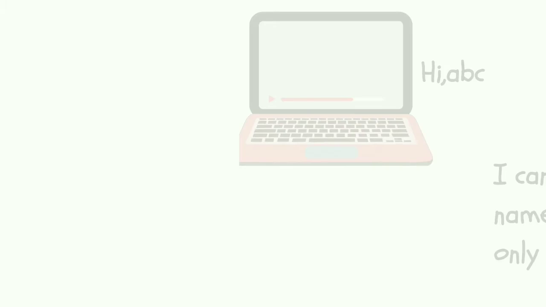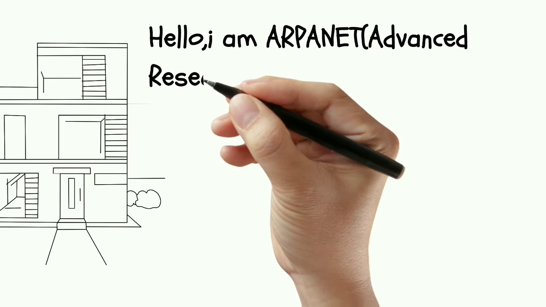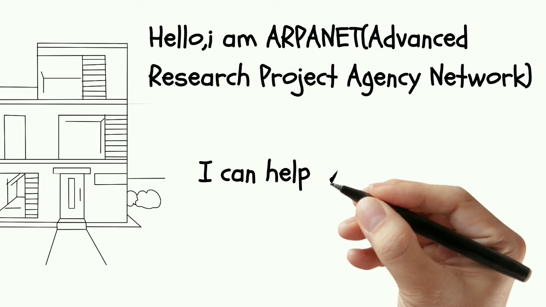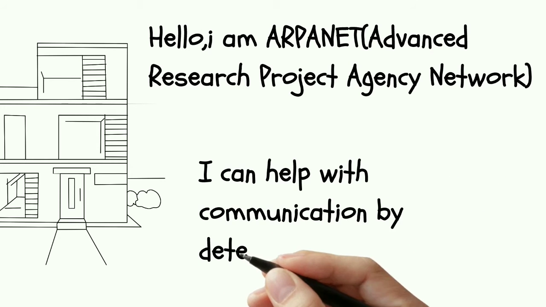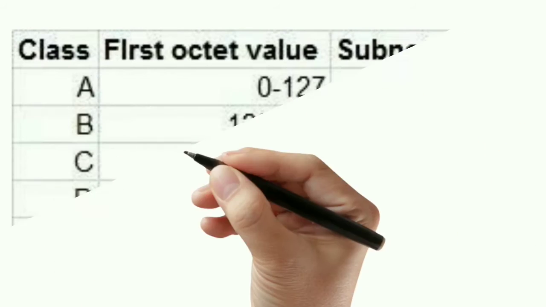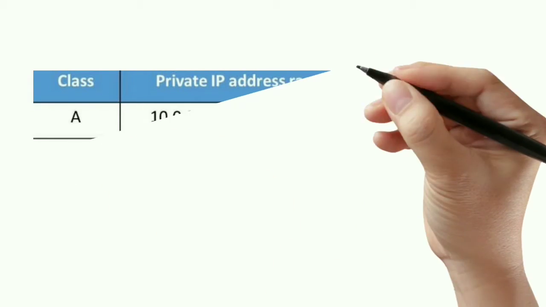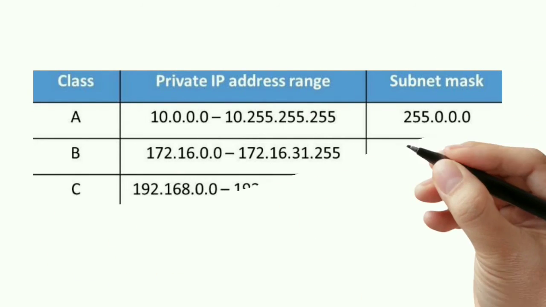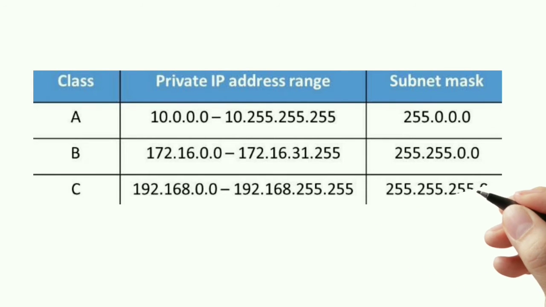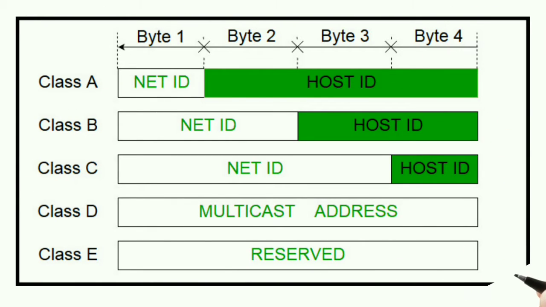To solve this problem, ARPANET, which is Advanced Research Projects Agency Network, came into the picture by giving them classes of IP. This table shows the range of IP addresses. It shows private IP addresses. Private IP addresses are those addresses which are used within an organization. This table shows the network and host portions for different classes of IP.